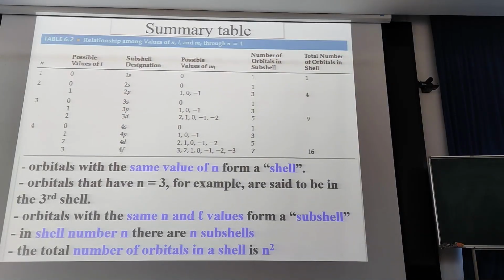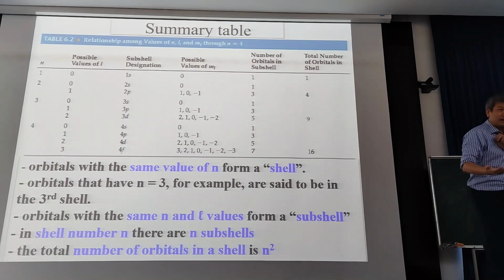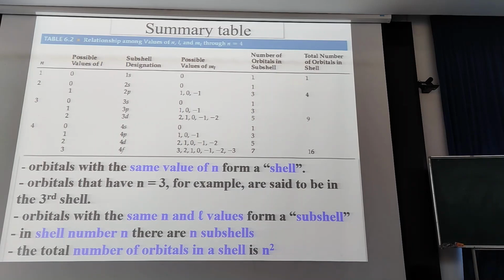That means in the first cell, you have n equal to 1, so you have only 1 orbital, because n power 2 means 1 square equal to 1. In the second cell, you have n equal to 2, so in total you will have 2 power 2 equal to 4 orbitals. Actually, you have 1s and 3p, right? In the third layer, you have n equal to 3, that means 9 orbitals. Actually, you have 1s, 3p, and 5d. Okay? So you see that it is quite easy to understand.